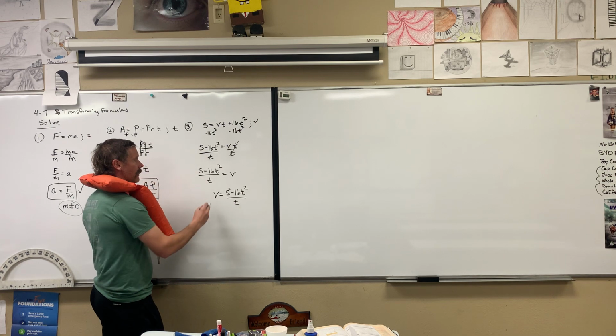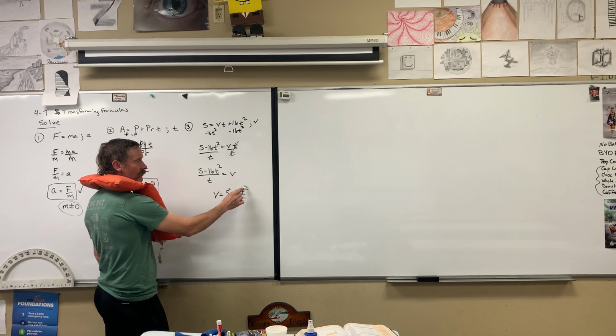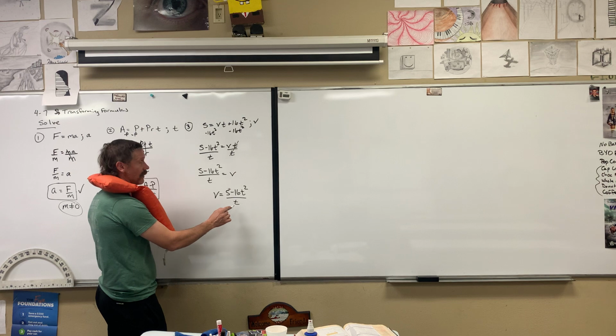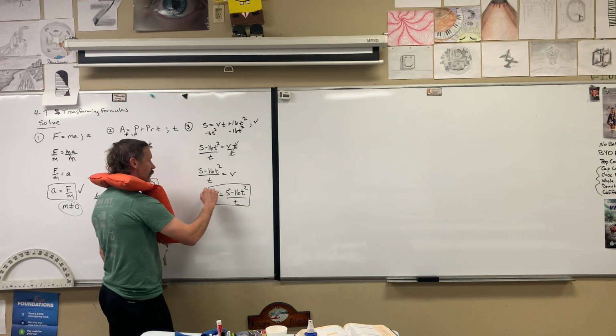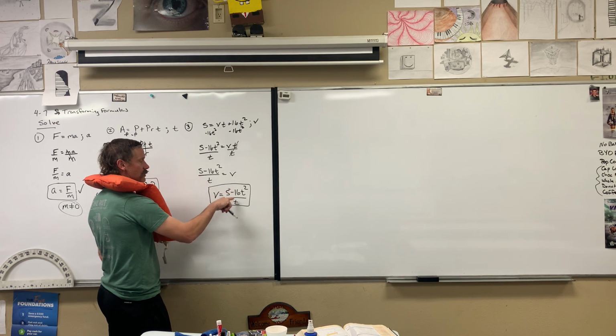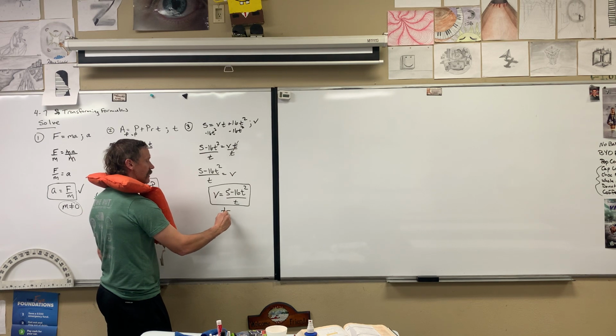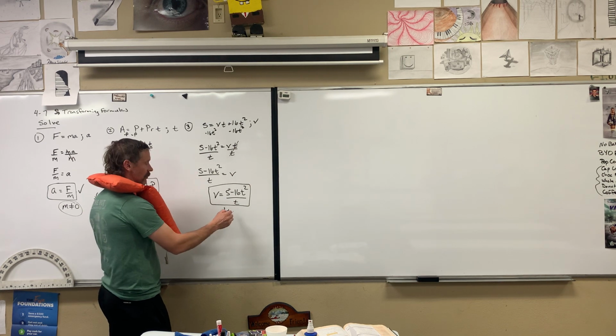Again, here, people might want to cancel the exponent there with the T down here. You can't do that, because it's attached with subtraction. Restriction, T can't equal 0.